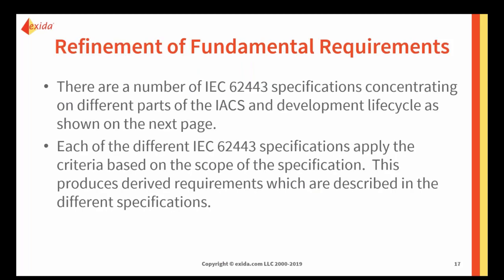If we talk about some of the fundamental requirements here, there's a number of specifications that actually make up the 62443 cybersecurity specification. And they concentrate on the different parts of the industrial automation and control system and the development lifecycle. And on the next page, I'll show you that layout and we'll go over that shortly. Each of the different specifications apply criteria based on the scope of the specification. So as you'll see, when we're talking about things that have to do with system stuff, the specifications will be system related. If they're dealing with components, they'll be component driven. So this process then creates derived requirements for each of these sub standards, and they're described in each of the different specifications.